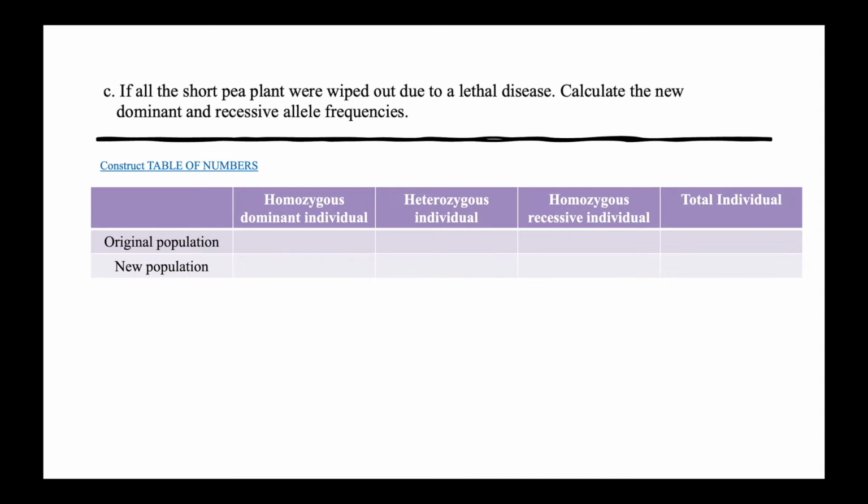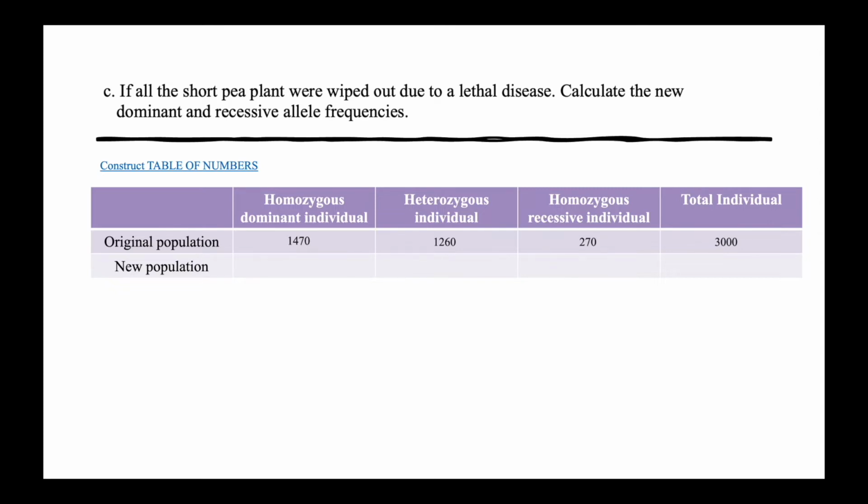From the question, we know that the original population is made up of 3,000 individuals, out of which 270 individuals were homozygous recessive individual. From all the information that we gain by solving the previous questions, we can calculate the number of heterozygous individuals and the number of homozygous dominant individuals in the original population. We know that there are 1,260 heterozygous individuals and 1,470 homozygous dominant individuals in the original population.